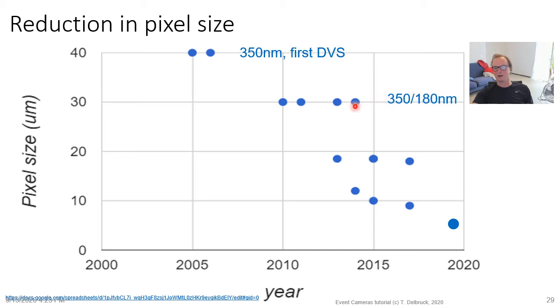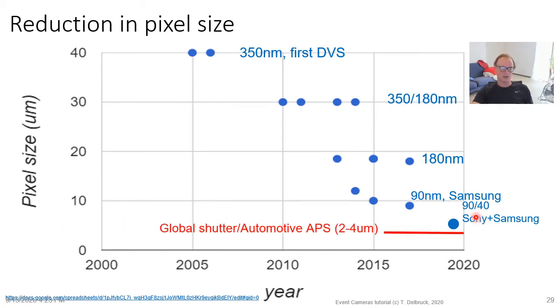Since we went to 180 nanometer, the pixel size went down to 30 micron. Again, another pixel shrink down to 18 micron. And I think it was in 2016, Samsung reported in 90 nanometer technology a 9 micron pixel. And just last year, both Sony and Samsung reported stacked image sensor DVS with 5 micron pixel. That still has to be compared with global shutter automotive APS around 2 to 4 micron and rolling shutter consumer active pixel sensors around, now I think the minimum reported is about 0.8 micron.